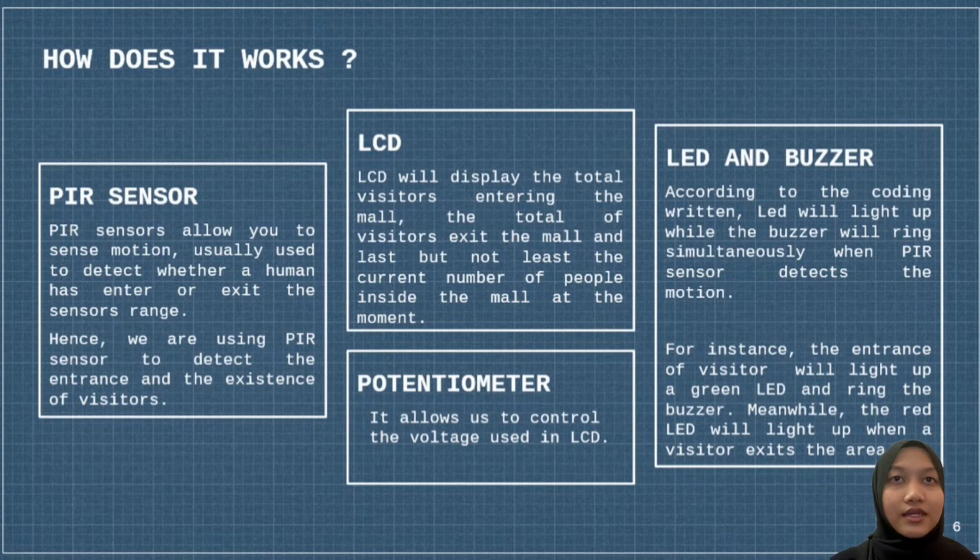Then, the potentiometer allows us to control the voltage used in the LCD. And then, the LED and buzzer will function according to the coding written. The LED will light up while the buzzer will ring simultaneously when the PIR sensor detects motion. For instance, the entrance of visitors will light up a green LED and ring the buzzer. Meanwhile, the red LED will light up when a visitor exits the area.